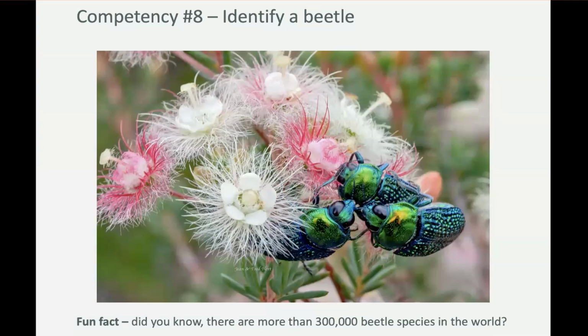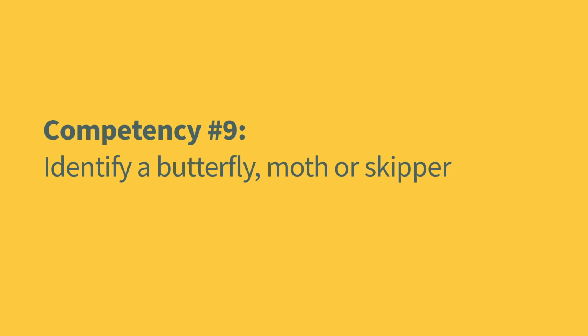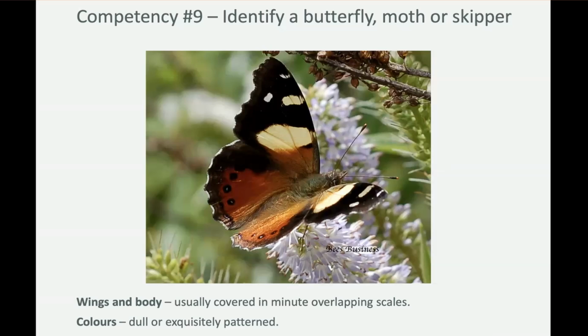Fun fact, there are more than 300,000 species of beetle in the world, biggest family in the insect world as well. Competency 9, butterflies, moths and skipper. So there's 400 species of butterfly, 20,000 species of moth and 120 species of skipper. So you don't need to know the difference between a butterfly, a moth and a skipper. You just need to know it's a butterfly or a moth or a skipper.